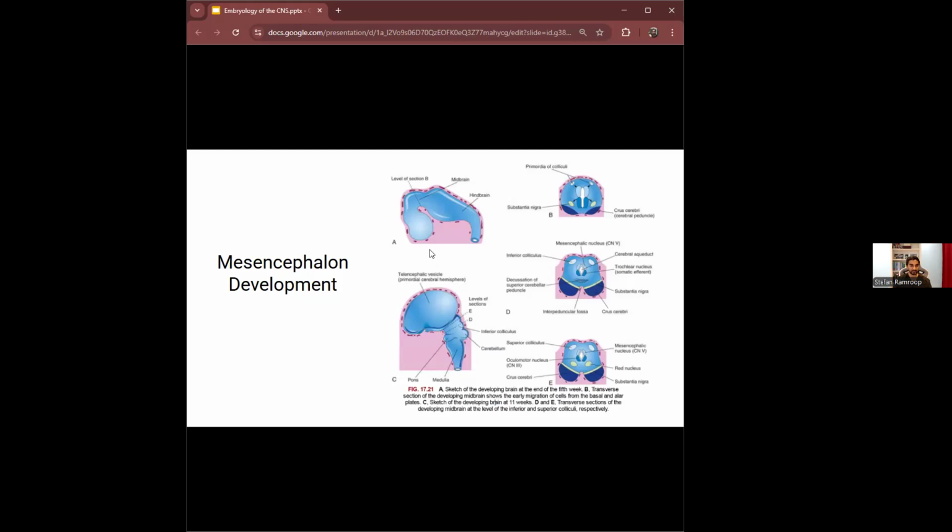The A is the end of the 5th week here. B shows a transverse section of the developing midbrain, showing the early migration of the cells from the basal and the alar plates. See here, you can see a sketch of the developing brain at 11 weeks. And then C and D show transverse sections of the developing midbrain at the levels of the inferior and superior colliculi, respectively.